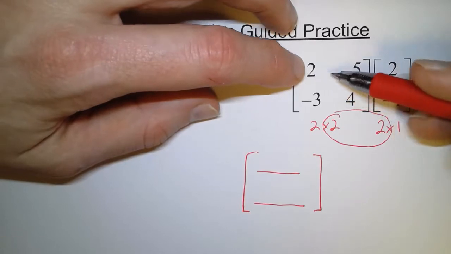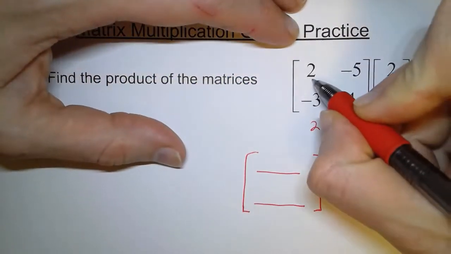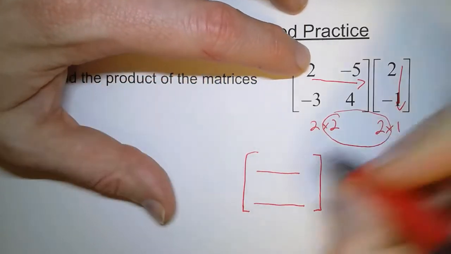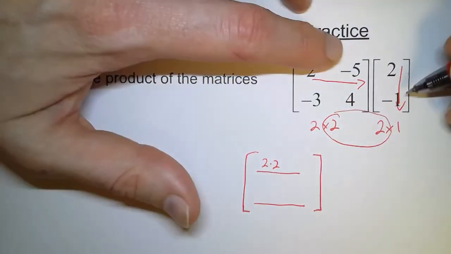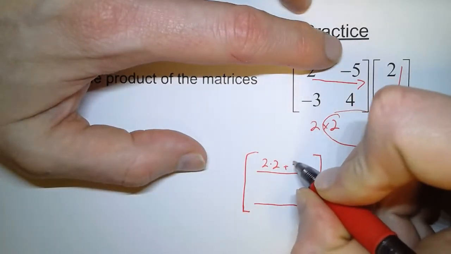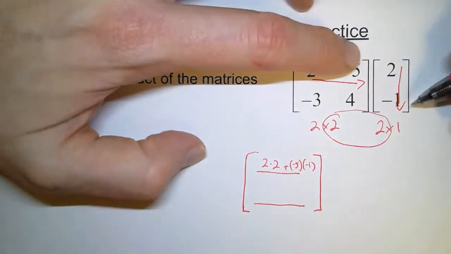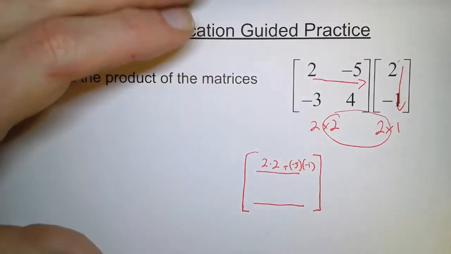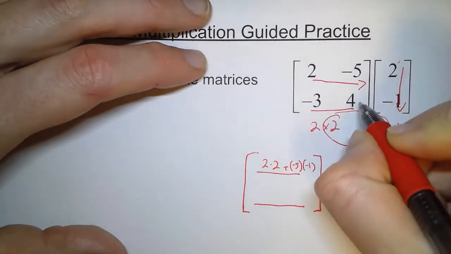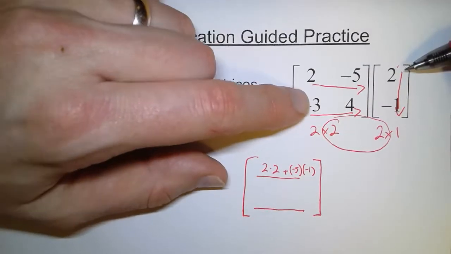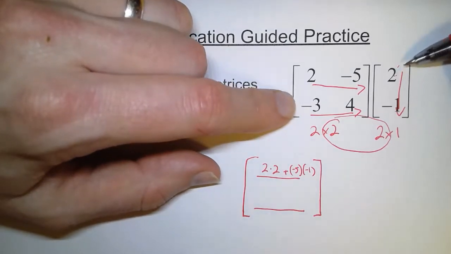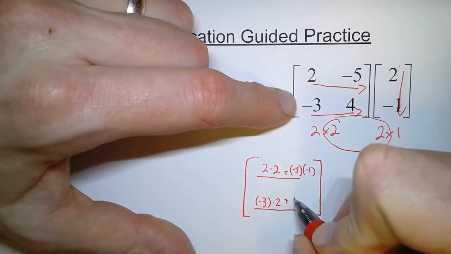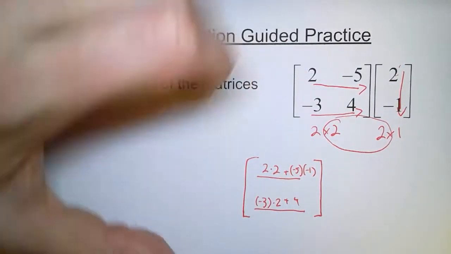So in the first matrix, we go across the row. So we're going to go across these, and we're going to go down the column. So we're going to do 2 times 2 plus -5 times -1. And so each time we go across the row and down the column, we multiply those numbers that we get. So we do the same thing for the second row. I go across the row and down the column. So here I have -3 times 2 plus 4 times -1.